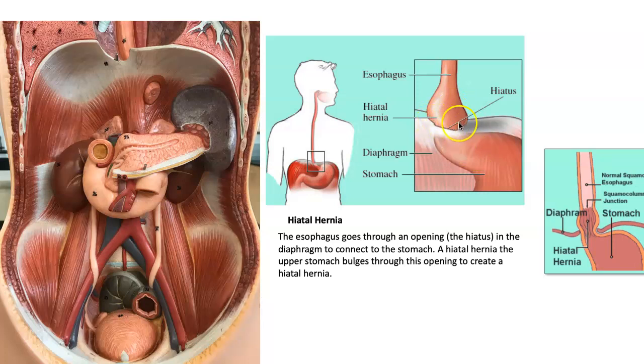There's a weakening in this hole, in this hiatus, and it's letting some of the stomach come up into the thoracic cavity. So hiatal hernias can become a major problem if they can get huge. So I just wanted to show you that.